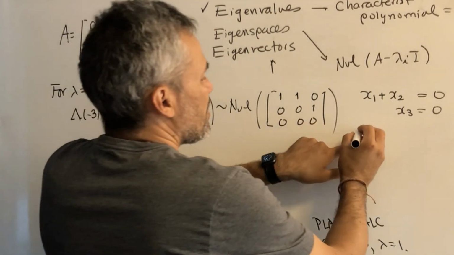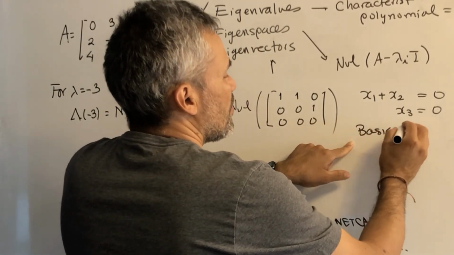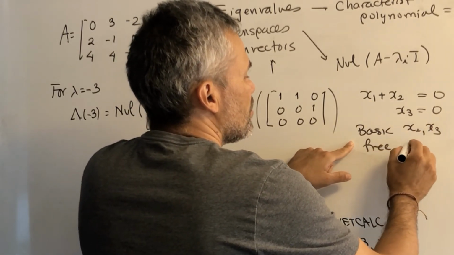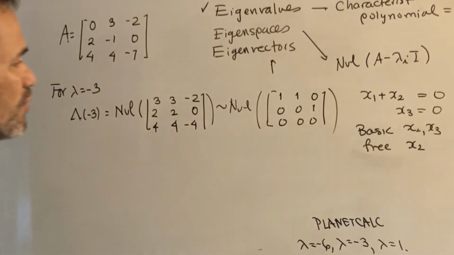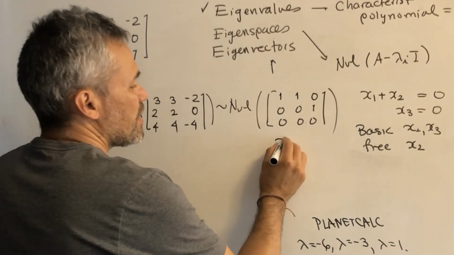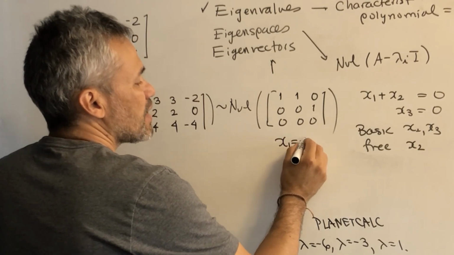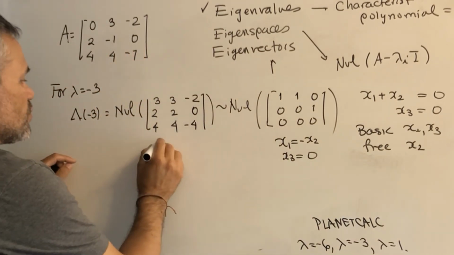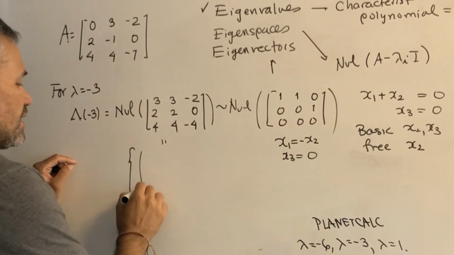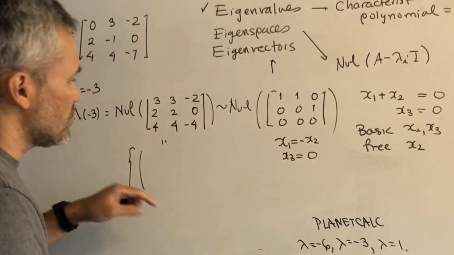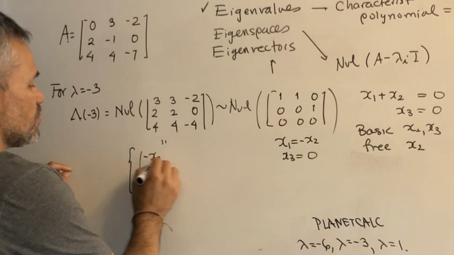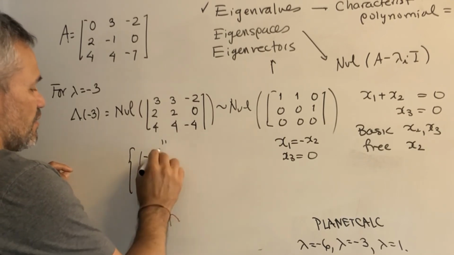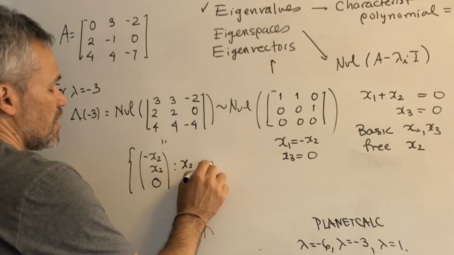Here, the basic variables are x1 and x3, and the free variable is x2. Then we solve for the basic in terms of the free, and we get that x1 is equal to negative x2, and x3 equals 0. Remember that when we write the solution, we need to write it as a vector in R3 because there are 3 variables. That vector is negative x2, x2 is free, then you just write x2, and x3 is 0, such that x2 is a number.